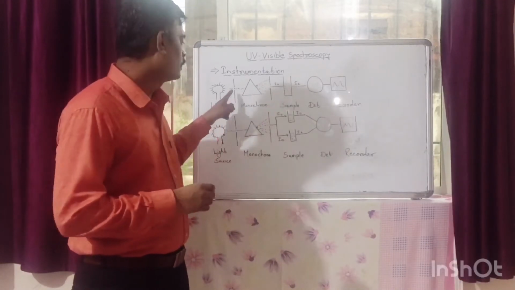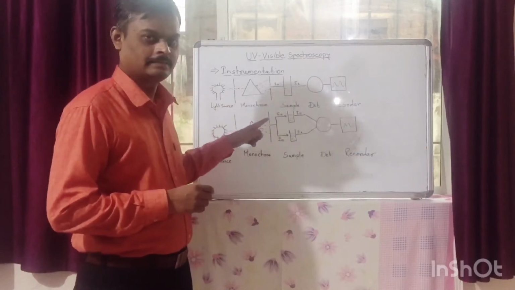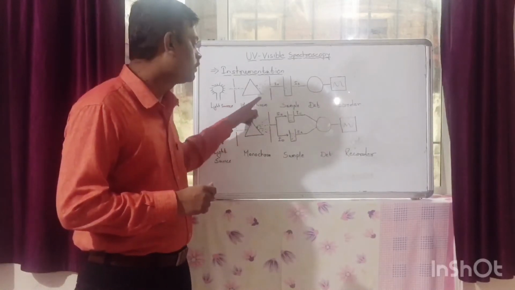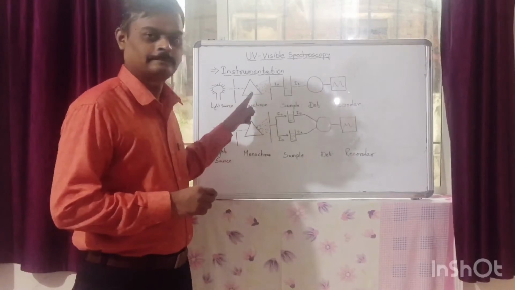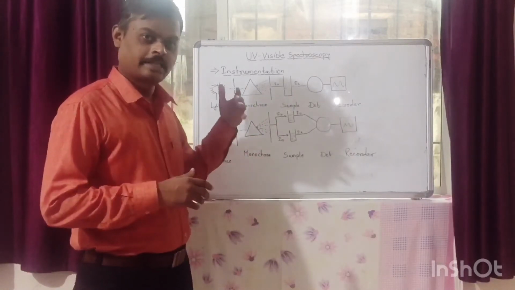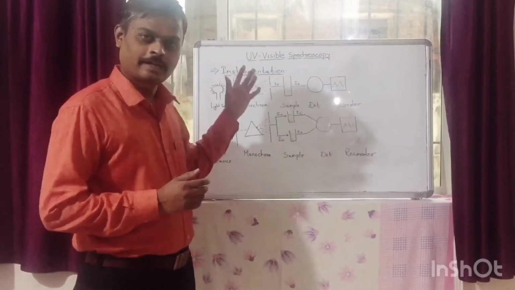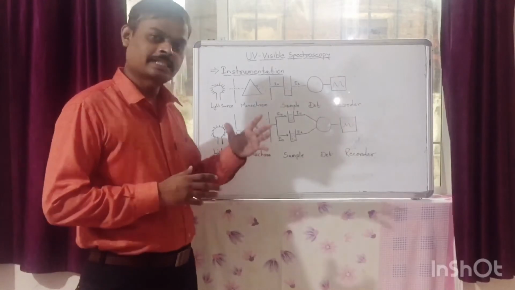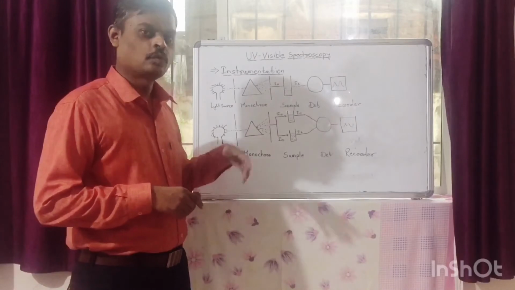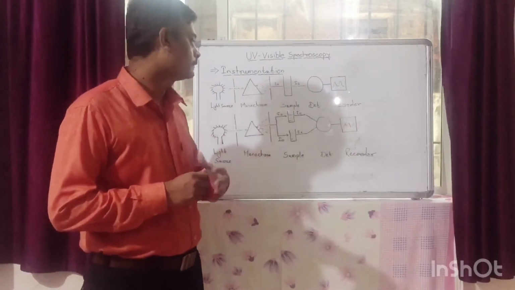What happens here? The light divides into different wavelengths. It disperses into different wavelengths. This phenomenon is called dispersion. For example, a rainbow. You can see a rainbow in the rainy season. When light travels from one medium to another medium, it disperses into different wavelengths of different colors. So, a good example of dispersion is a rainbow.